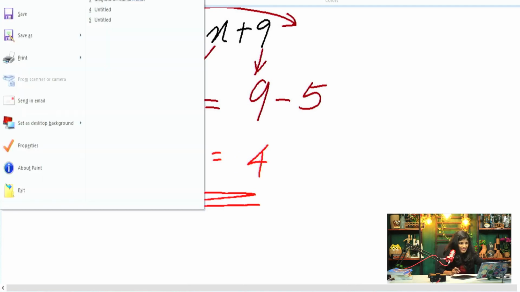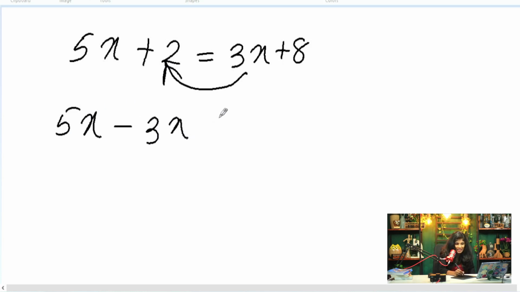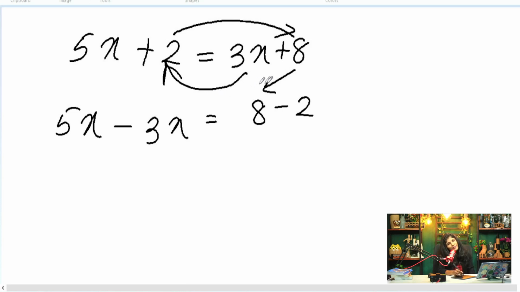So the next question. 5x plus 2 equals 3x plus 8. Okay, so the larger unknown term is 5x. So we will take 3x to the other side. 5x minus 3x equals 8 minus 2. Here we have 8 on the same side and we will take 2 to the other side. Then it will become negative.